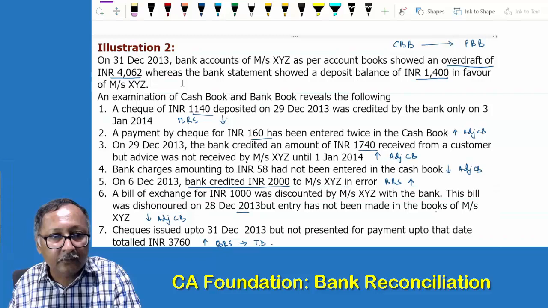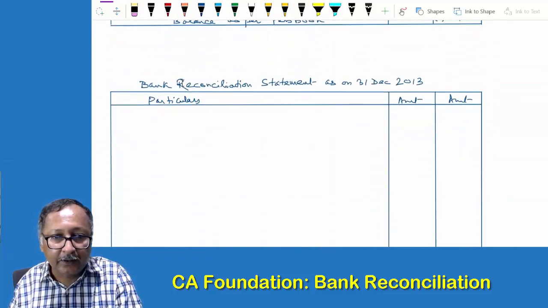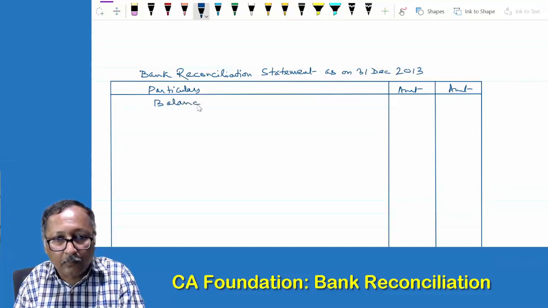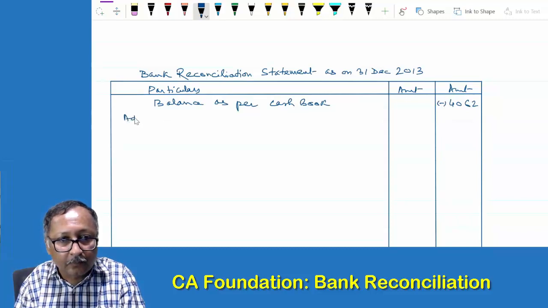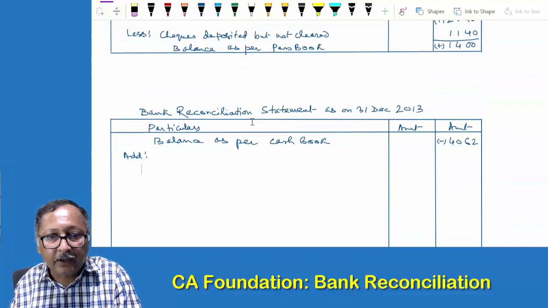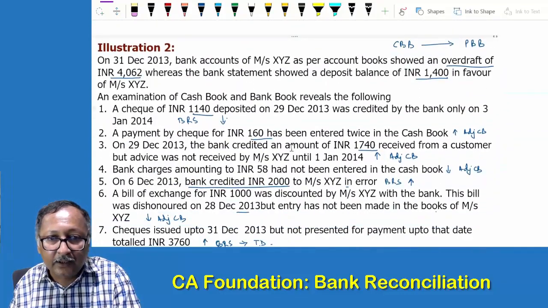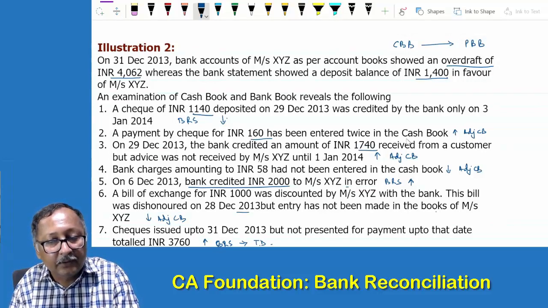So opening balance was OD 4062. We will take that. Balance as per cash book 4062. This is OD balance. Then we will add the items which you have identified as to be added. Instead of taking this in exam, you can pass the entry line by line, put the add and less, keeping some lines skipped, and then enter whichever less item and add item there. So a payment of check of rupees 160 has been entered twice in the cash book. Twice in the cash book means it is reduced, so we should add it.